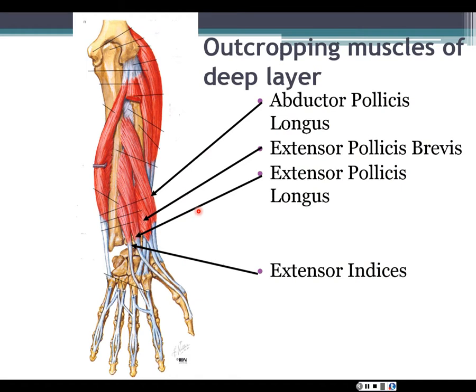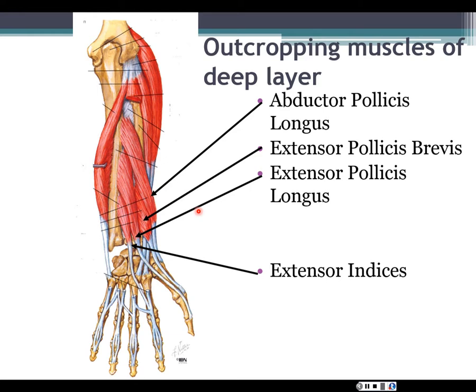Okay, so then we have these outcropping muscles, and I'm not really sure why they're called outcropping muscles, but they're going to affect the thumb. They're all grouped together. They're going to be located on the posterior side, because we're in the posterior compartment here, and they're all going to affect the thumb and or index finger. So we're going to have the abductor pollicis longus, the extensor pollicis brevis, and the extensor pollicis longus. And if we look at this, these are the muscles that are really going to be forming the anatomical snuffbox as well.